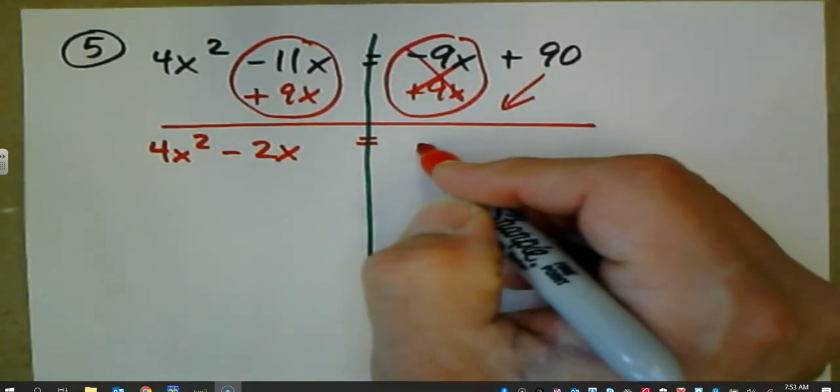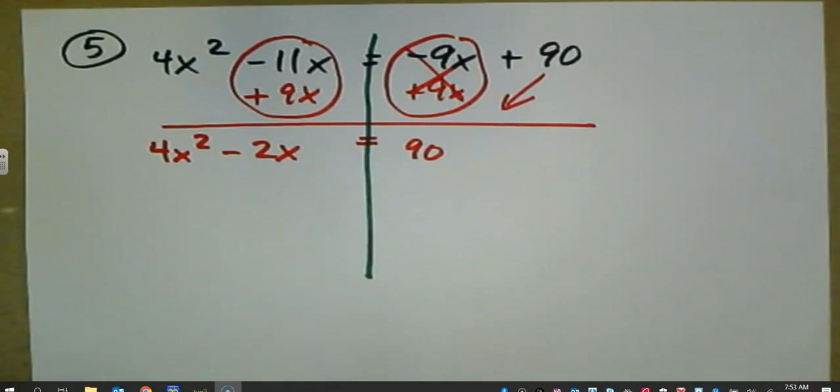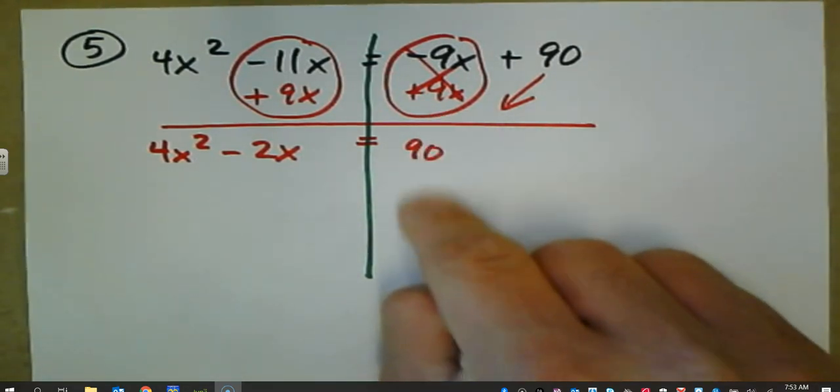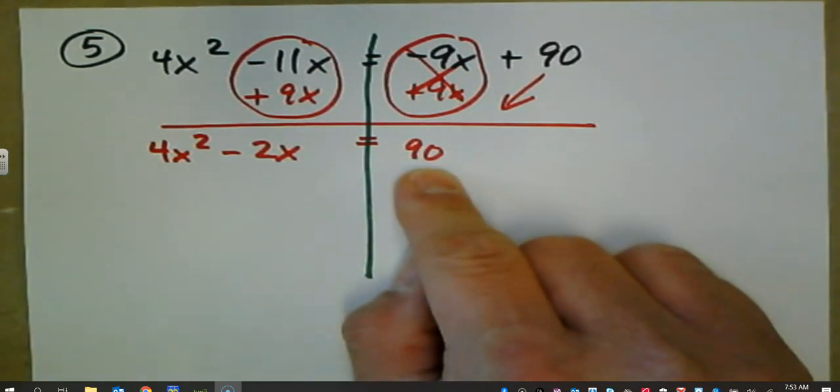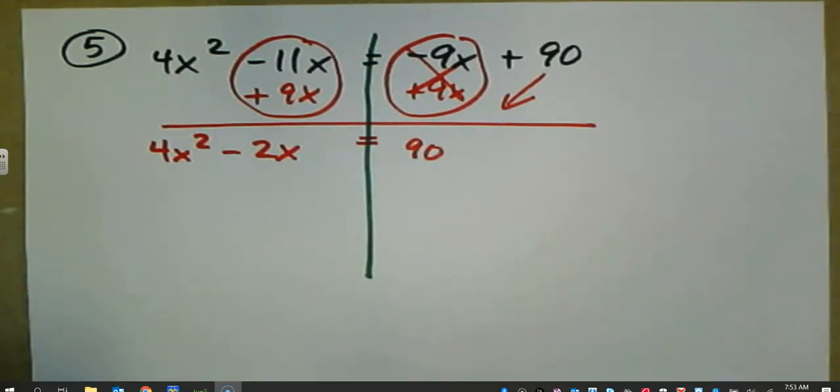Now, I do need to bring that 90 down. Am I done? Is everything on the left side now? Do I have a 0 on the right? No, I got a 90, so I need to keep going. So I'm going to subtract, I'm going to use a different color. I'm going to subtract 90.